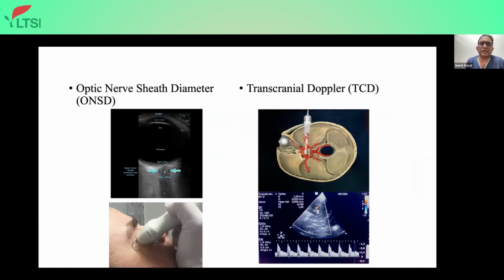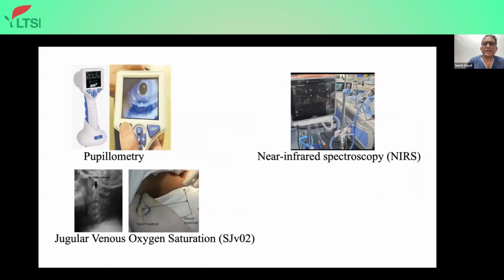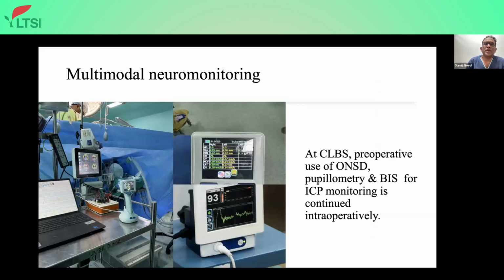The important ones are optic nerve sheath diameter, transcranial Doppler. Next. Pupillometry, near infrared spectroscopy, jugular venous oxygen saturation. Next. Multimodal neuromonitoring. At CLBS, preoperative use of ONSD, pupillometry, and BIS for ICP monitoring is continued intraoperatively. Next.